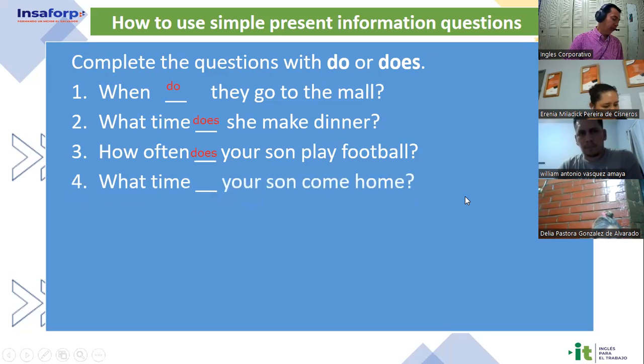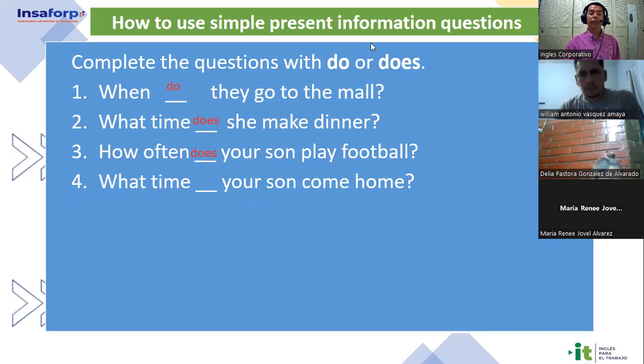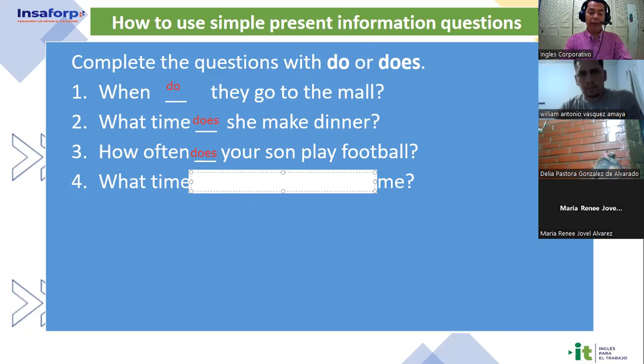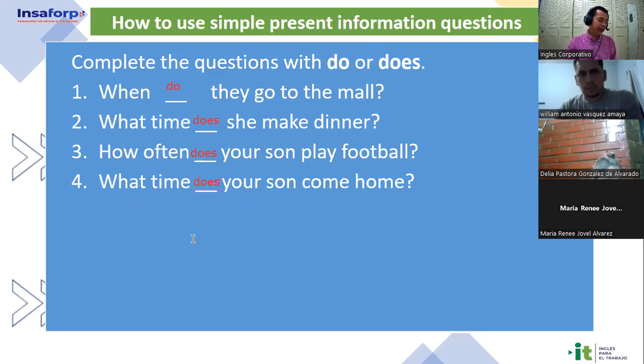Next one. This is for Evelyn. Ah, no, Evelyn no está de oyente. Okay. María René. What time does or do? Does. What time does your son come home? Very good.